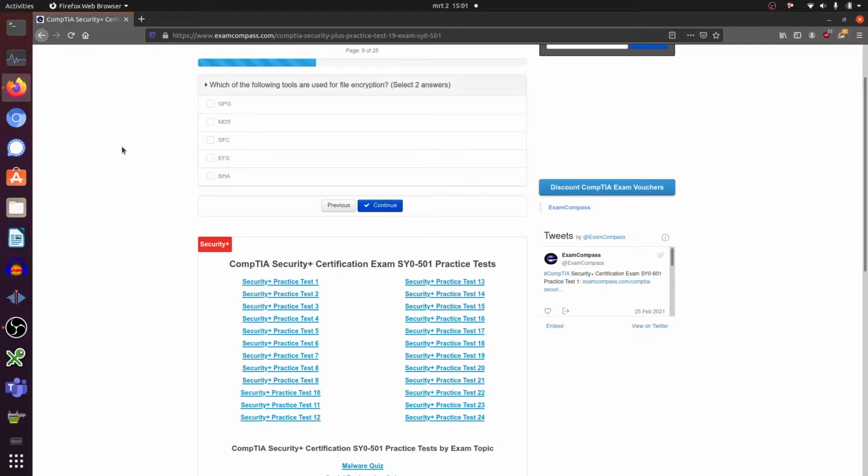Which of the following tools are used for file encryption? GPG and EFS. MD5 and SHA are for hashing a file, so file integrity. Now we're talking about file encryption. It's important to know the difference between the two.